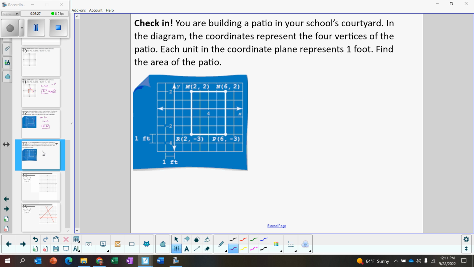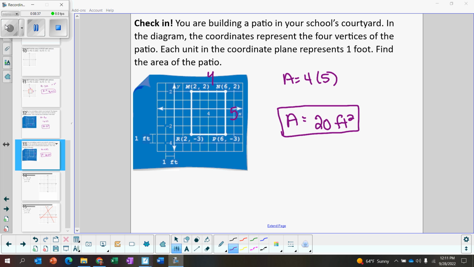All right, you try this one. You can pause it, and play when you're ready to check your answer. All right, so we have units of 4 and 5 for our length and width. So that's 4 times 5, or 20 feet squared.